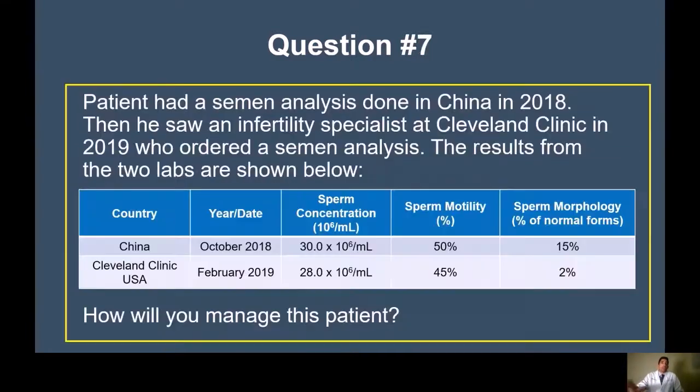Now finally, question number 7. We have a patient who had a semen analysis done in China in 2018. He then saw an infertility specialist at the Cleveland Clinic in 2019, and we can see both semen analyses below. So you can see similar semen concentration, 30 million and 28 million per milliliter respectively, 50% motility versus 45%. The main difference here is in morphology, 15% initially and now 2% on the most recent semen analysis. How would we manage this patient?